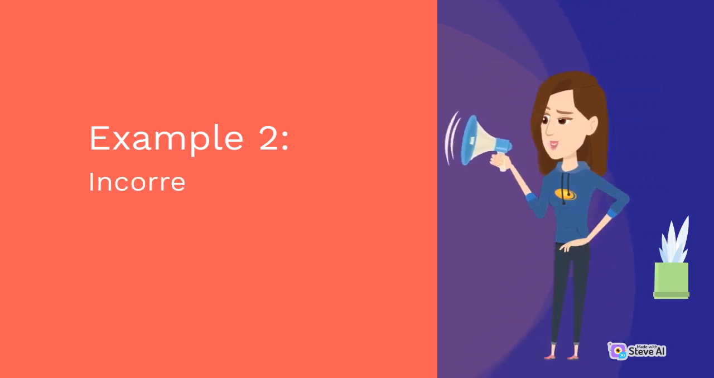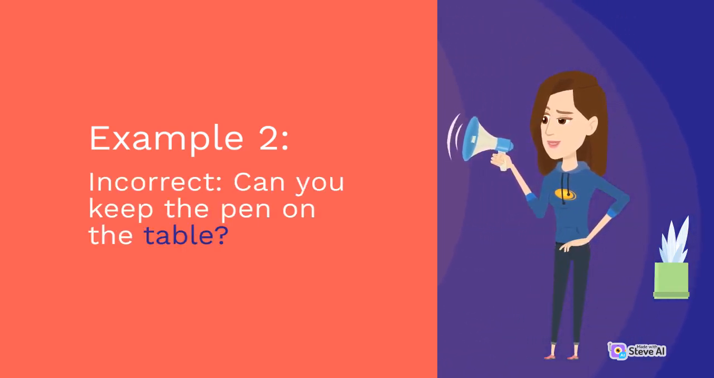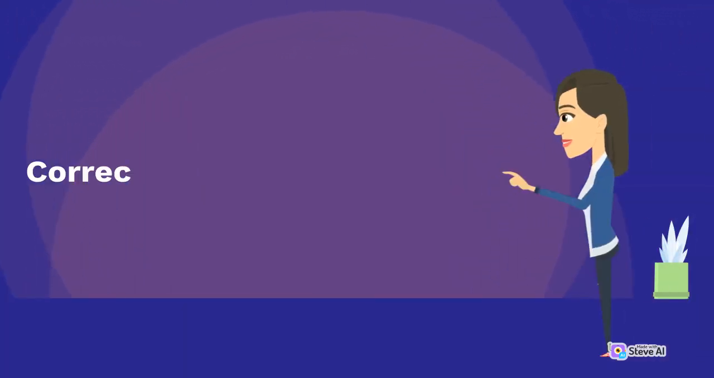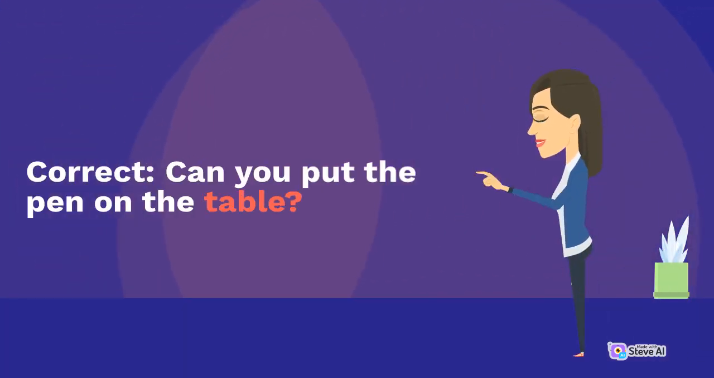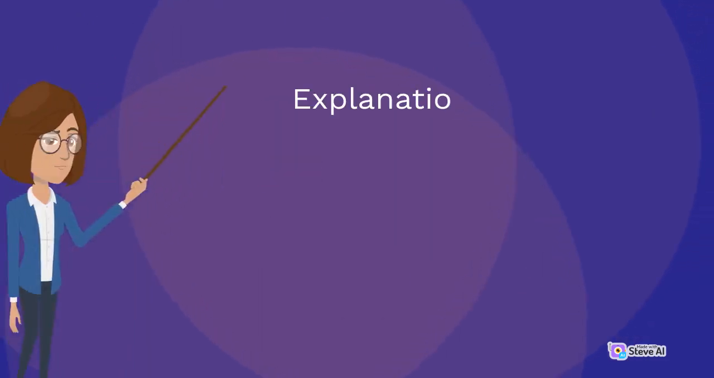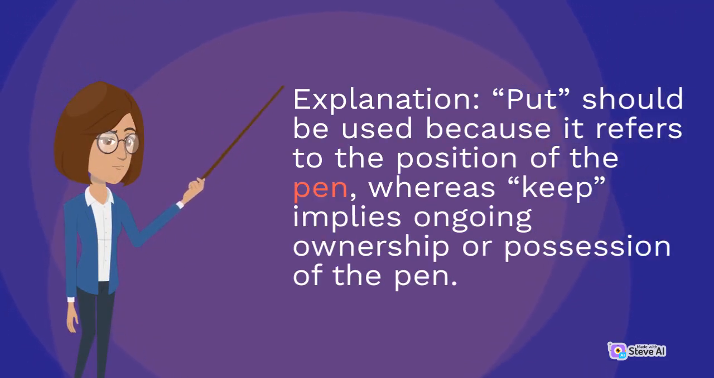Example 2. Incorrect: can you keep the pen on the table? Correct: can you put the pen on the table? Explanation. Put should be used because it refers to the position of the pen, whereas keep implies ongoing ownership or possession of the pen.